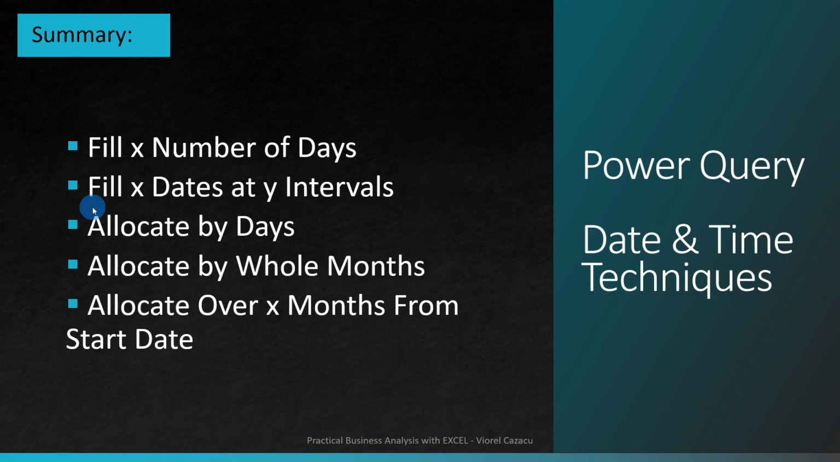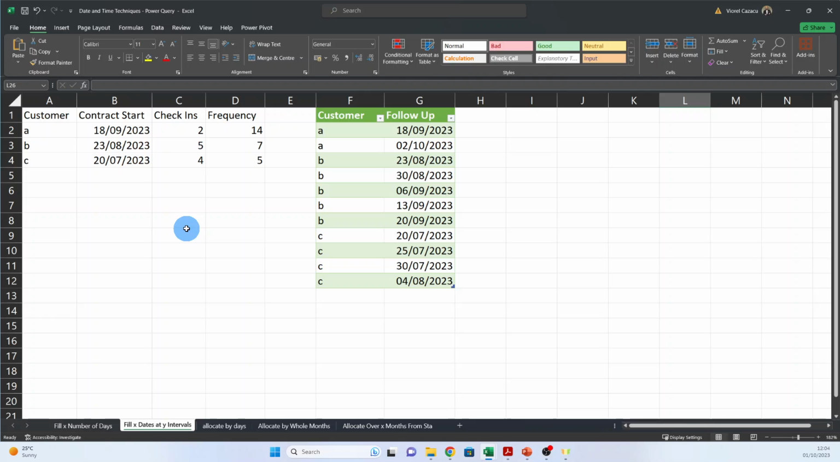The next challenge will be to fill a list of dates at specific intervals. This is the final outcome. So we have the customer, contract start, check-ins, and frequency. So for example, A has a check-in on 18 and another one on 2 October, after 14 days. Then B has 5 check-ins at 7 days interval. So 23 August, then 30, 6th of September, and so on. So you get the idea. We have to convert this into this.